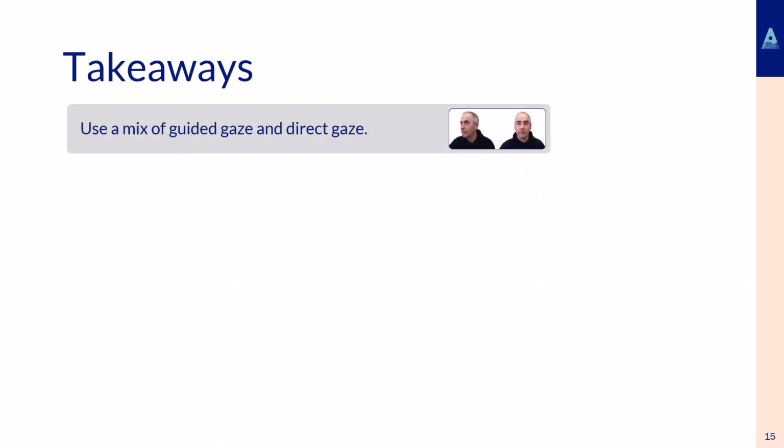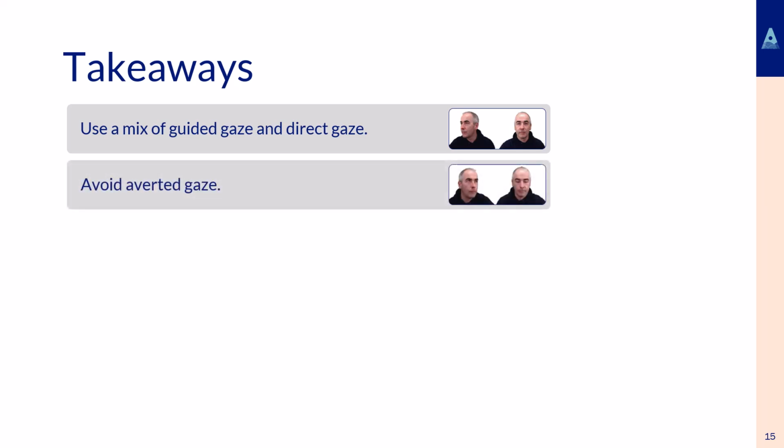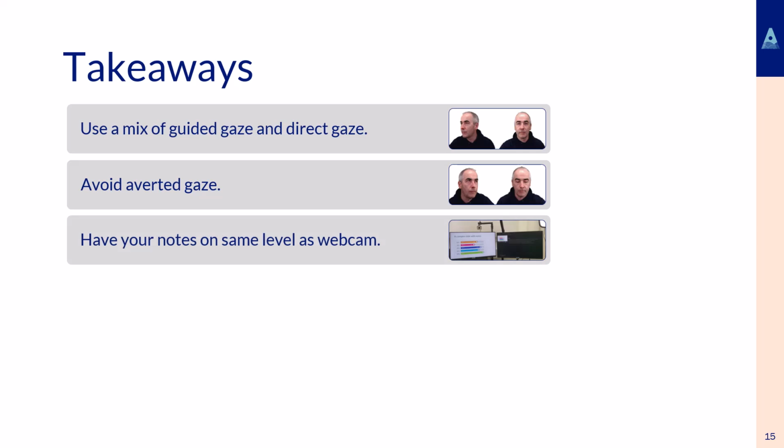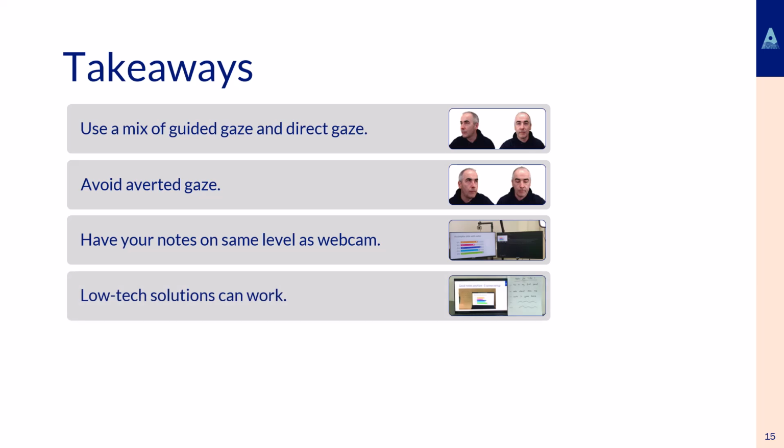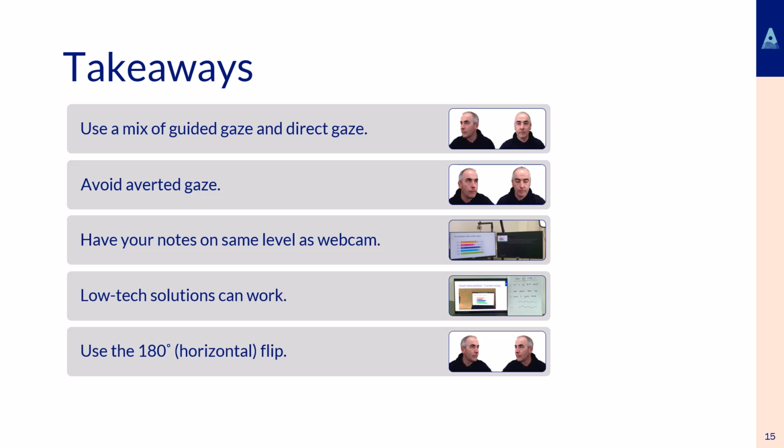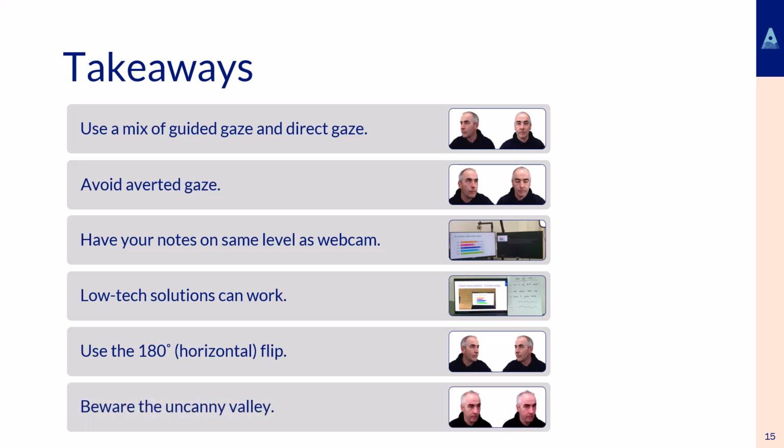So here are the key takeaways. Use a mix of guided gaze and direct gaze. Avoid the averted gaze. Set up your notes on the same level as your webcam. Even a low-tech solution can work well for this. If you need to, use the 180 degrees horizontal flip to correct the eye gaze direction. And don't forget, beware the uncanny valley effects.